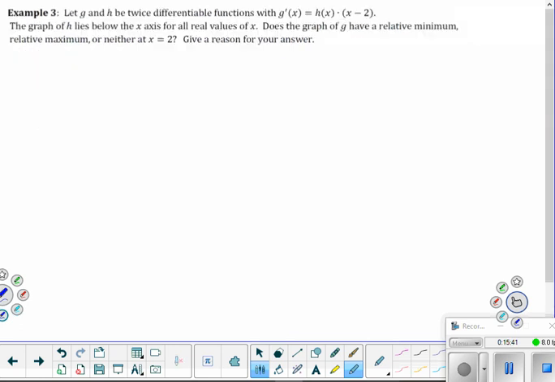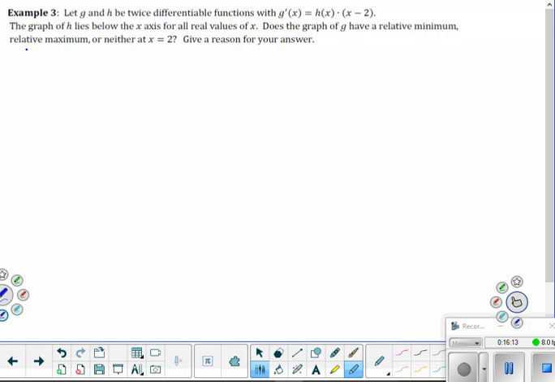Okay, example 3. Let g and h be twice differentiable functions with g prime equaling h of x times x minus 2. The graph of h lies below the x-axis for all real values of x. They just told me that h is negative always, right? Because it lies below the x-axis. Does the graph of g have a relative min, max, or neither at x equals 2? And give your reason. Well, let's first verify that it's a critical point.